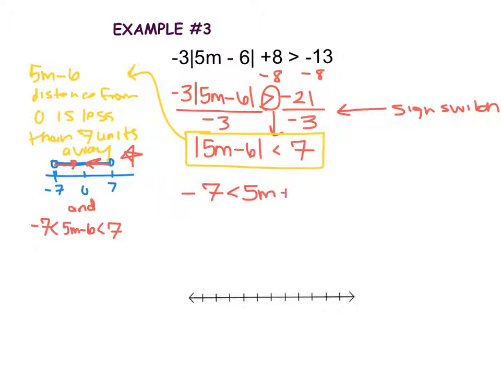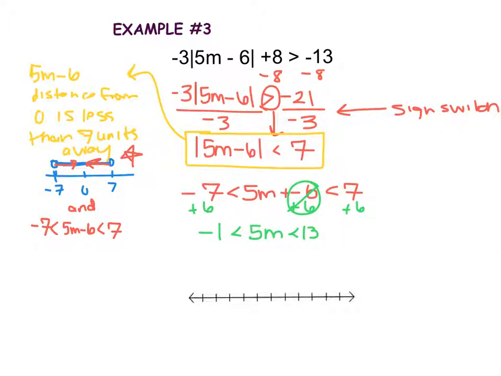So now I'm going to rewrite it over here so I have a little bit more room to play with. I'm also going to utilize keep, change, change. And then from here, I'm going to solve that compound inequality. So I'm going to start by adding 6 to each area. So those are going to cancel out. So then I'm left with negative 1 is less than 5m is less than 13.